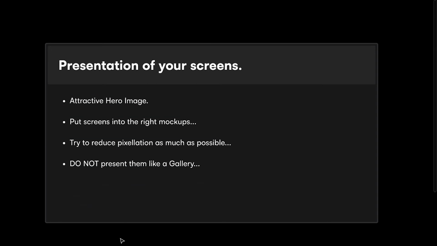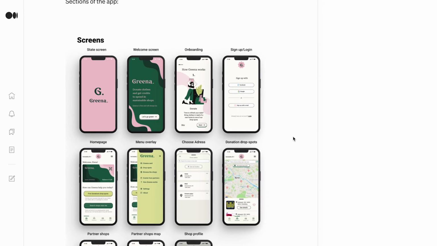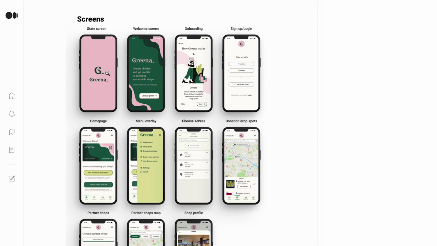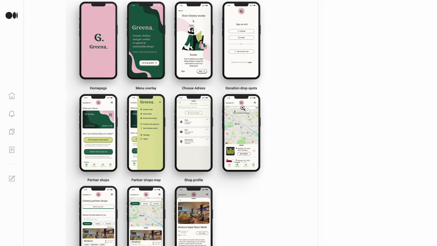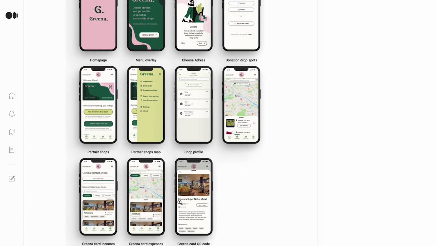Next is do not present them like a gallery. Let me explain what this really means, and this is going to be connected to the next part. Let me give you an example. Here's another case study where all the screens that were designed were put together one by one, right? So you have start screen, welcome screen, onboarding, sign up, homepage, menu overlay, choose address, which has a typo over here, and then donation, and then partner shops, and all of these things.